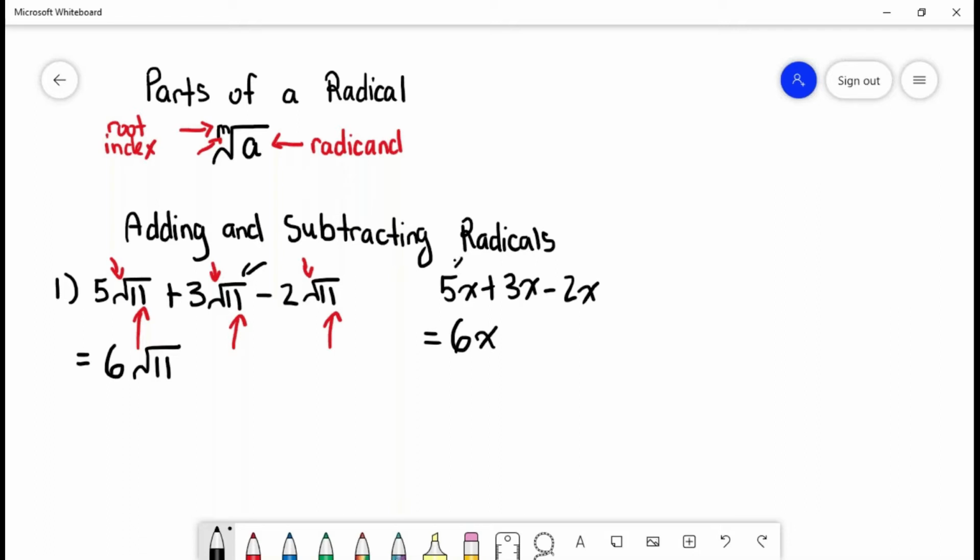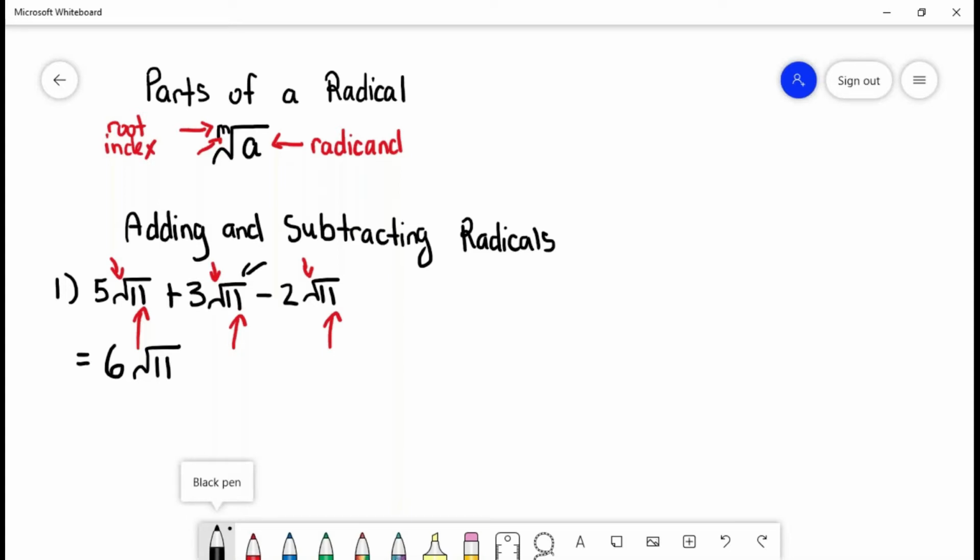So essentially, you just add the values, and you just put that variable, which is common to all, at the end. That's essentially what I have done here for this question. And this would be your final answer. It's very simple enough once you identify the root indexes and the radicands as being the same. So now that we have done this problem, let's move on to another problem with adding radicals.